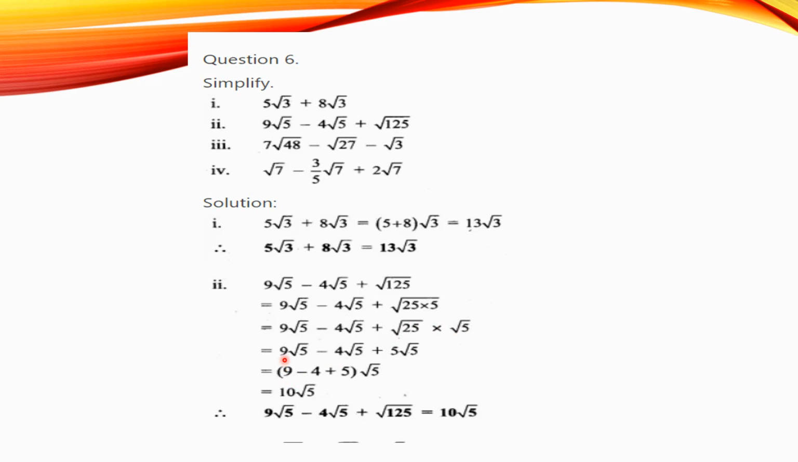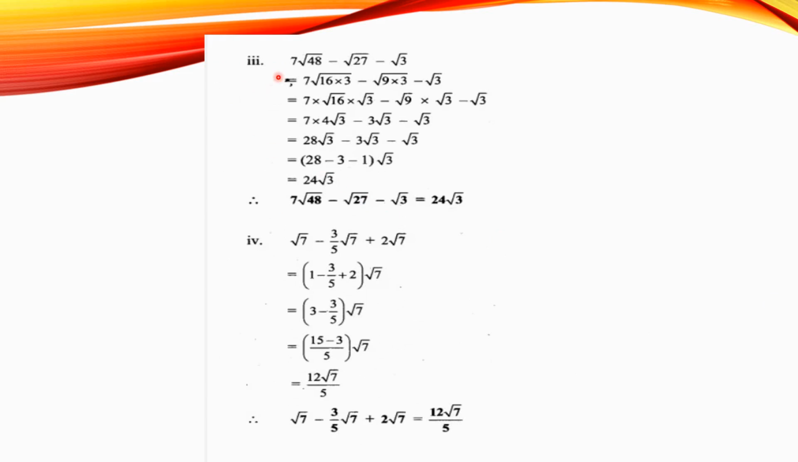So we have 9 root 5 minus 4 root 5 plus 5 root 5. Now in all the terms we have root 5 as common. So therefore it can be written as 9 minus 4 plus 5 in one bracket and root 5 outside. So when we solve it, 9 minus 4 is 5 and 5 plus 5 is 10. So we get the answer as 10 root 5. So 9 root 5 minus 4 root 5 plus root 125 is equal to 10 root 5.